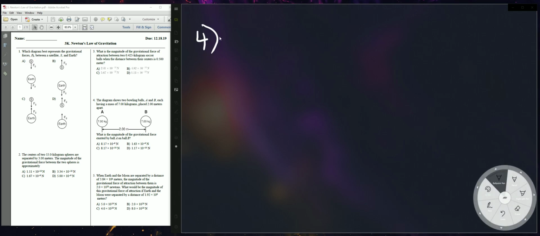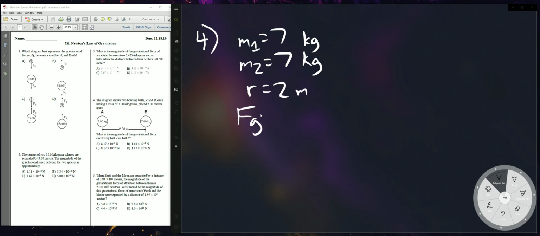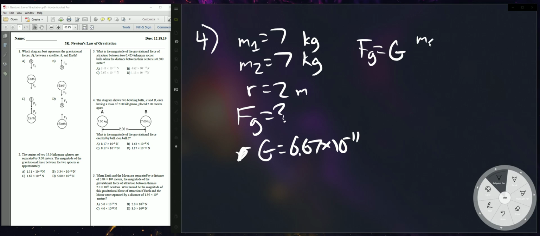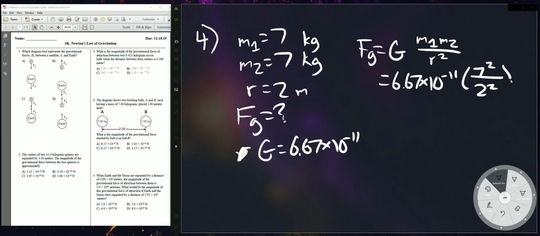Number 4. It's actually the same thing. You're actually figuring out the same thing. You have mass 1, 7, mass 2, 7 kg. R, 2 meters, FG, trying to figure it out. What else am I missing? And G, 6.67 times 10 to the negative 11. So what do you want to find out? FG equals G M1 M2 over R squared, 6.67 times 10 to the negative 11, 7 squared over 2 squared.